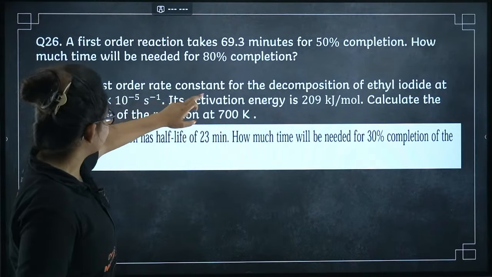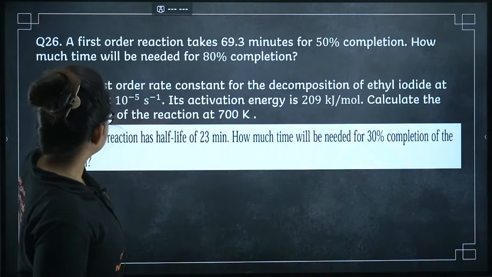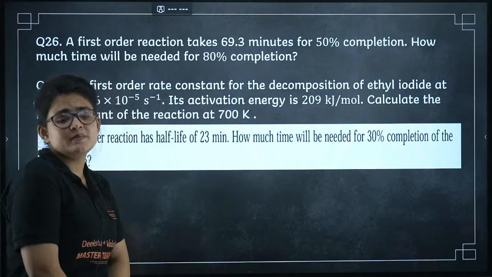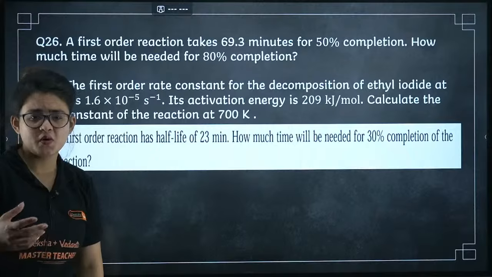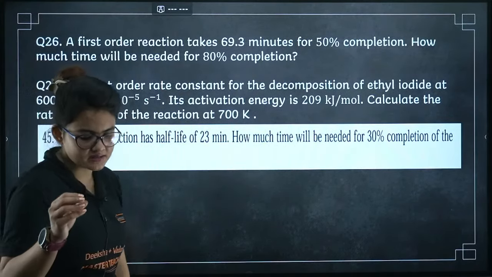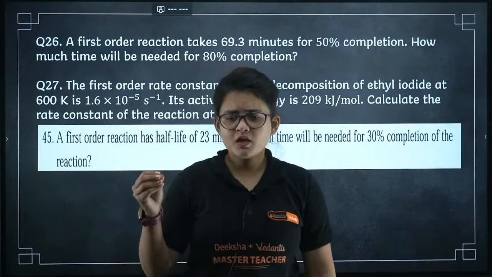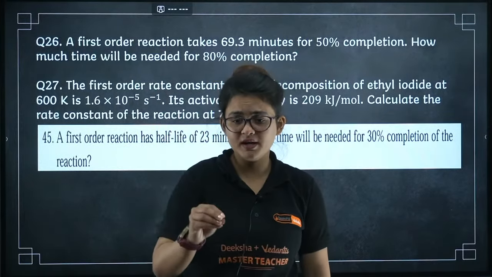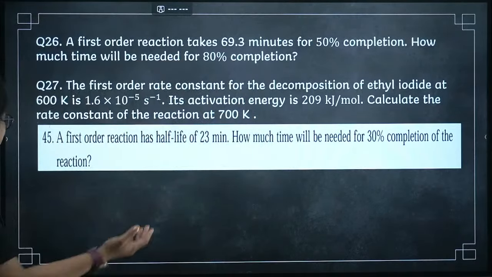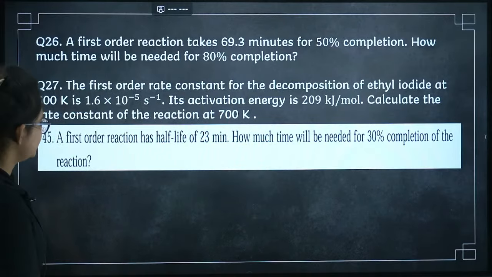Next you can see, the first order rate constant for the decomposition, calculate. This particular one is for the Arrhenius equation. So for this chapter we majorly have two zones: one is rate, another is the Arrhenius equation. Majorly you can get numerical problems out of these two zones. Okay, so let's solve this one. This is the last question.